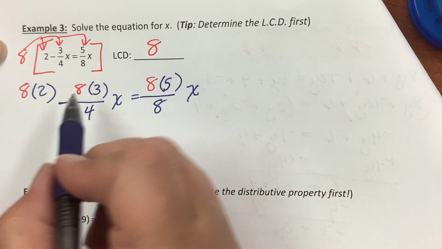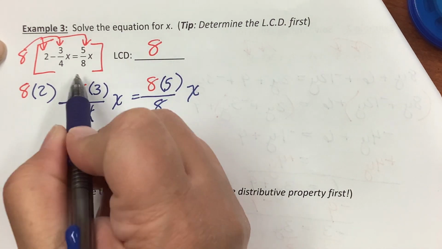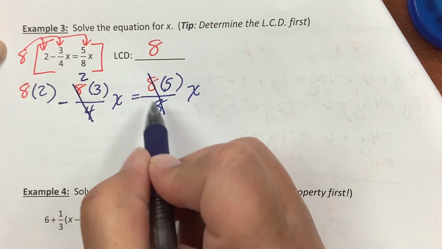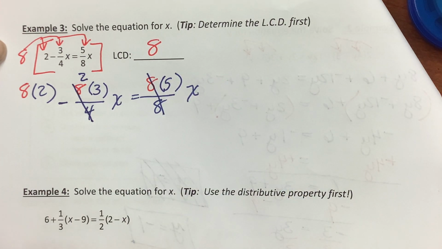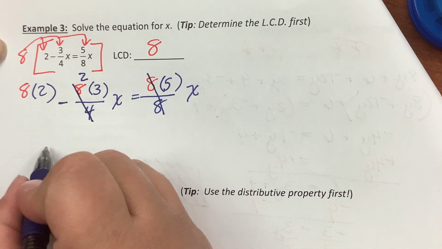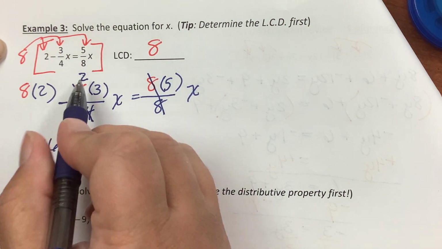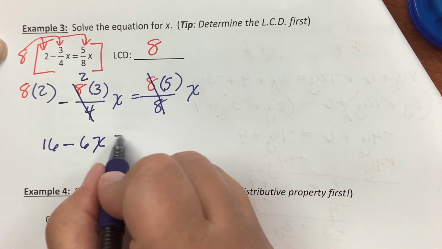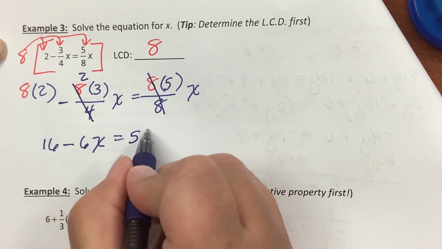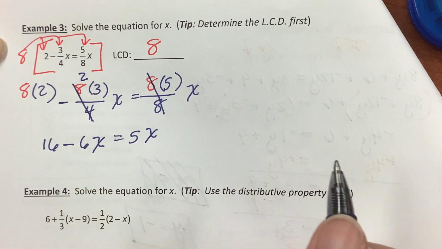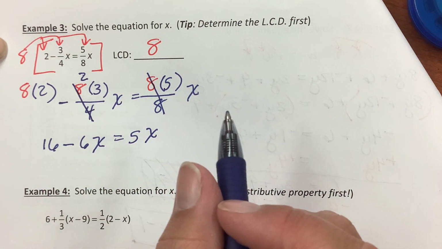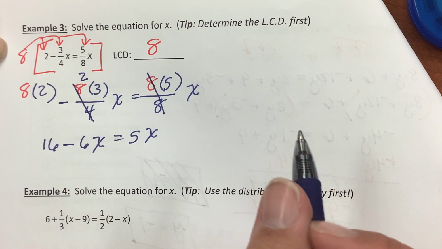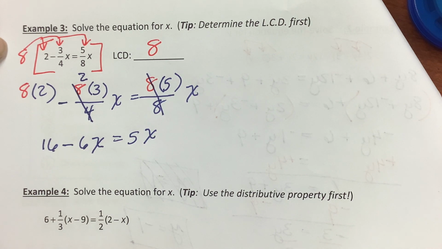Okay. 8 divided by 4 is 2. So now that's 2 times 3. 8 divided by 8 is 1, so that's 1 times 5. And I get this problem. 8 times 2 is 16, minus 2 times 3 is 6, keep the x, equals 5, keep the x. Did we do that right? It's going to be a fraction. You know how much I adore fractions. Okay.